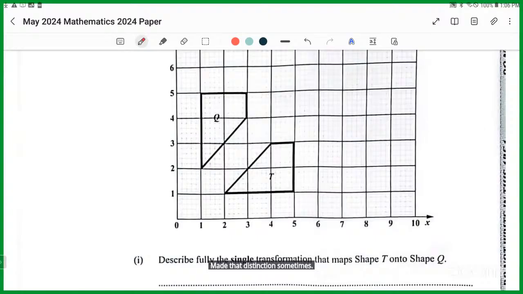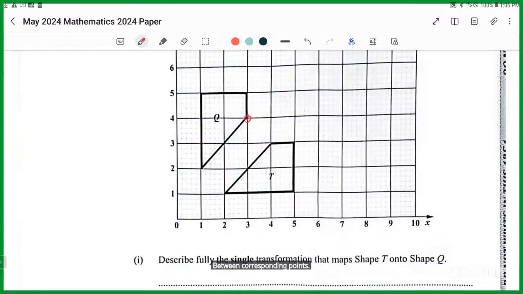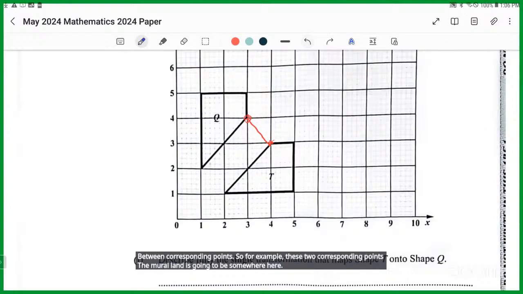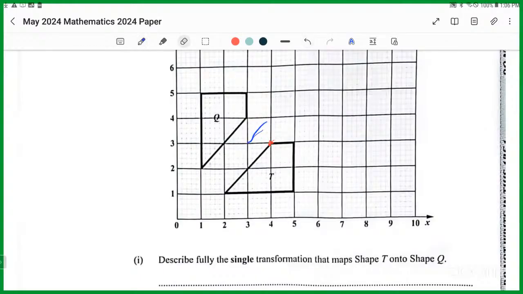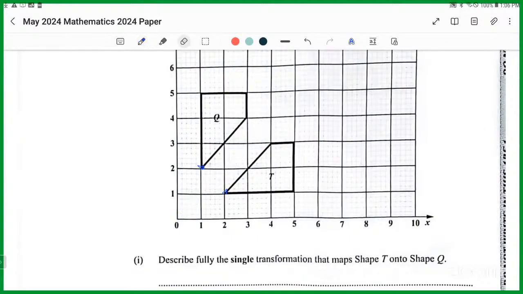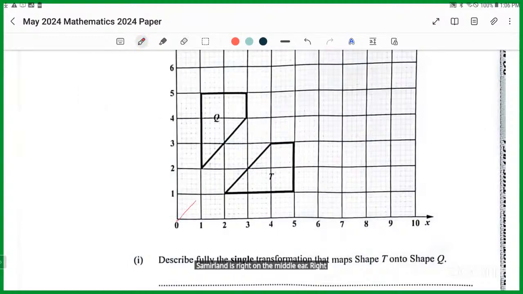Now, the mirror line is going to be halfway between corresponding points. So, for example, between these two corresponding points, the mirror line is going to be somewhere here. And between these two corresponding points, the mirror line is going to be here. So basically, this is the mirror line. It is right down the middle of the graph. You can clearly see, it's very obvious to the naked eye.